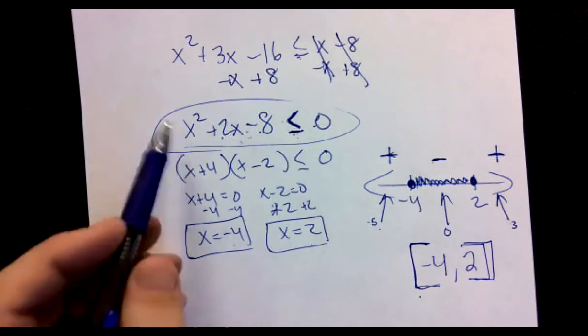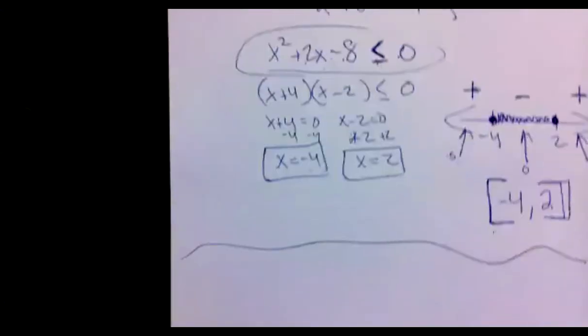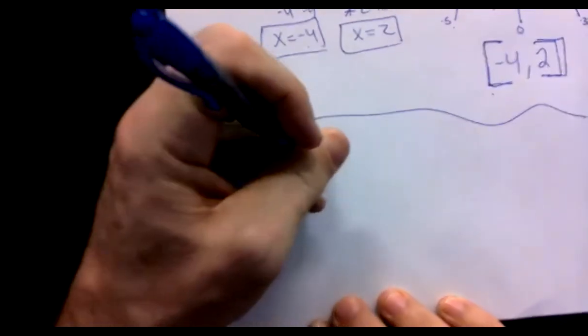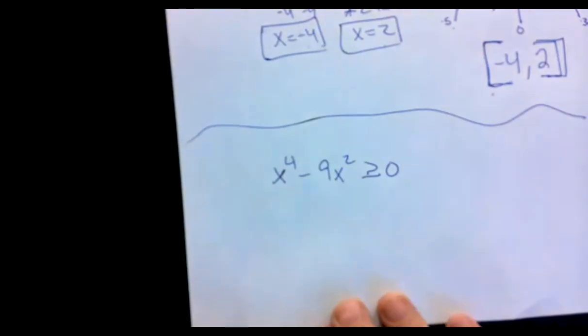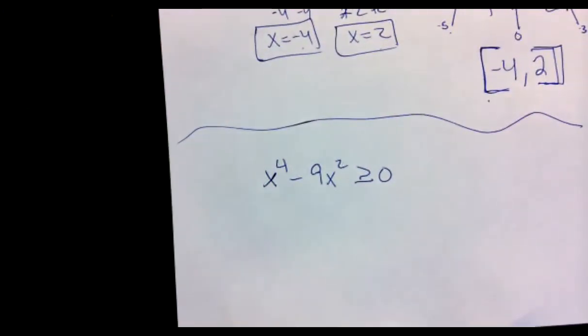All right, most of the problems they give you are going to be quadratic. Occasionally, though, they're going to throw in something different, like x to the 4th minus 9x squared is greater than or equal to 0.